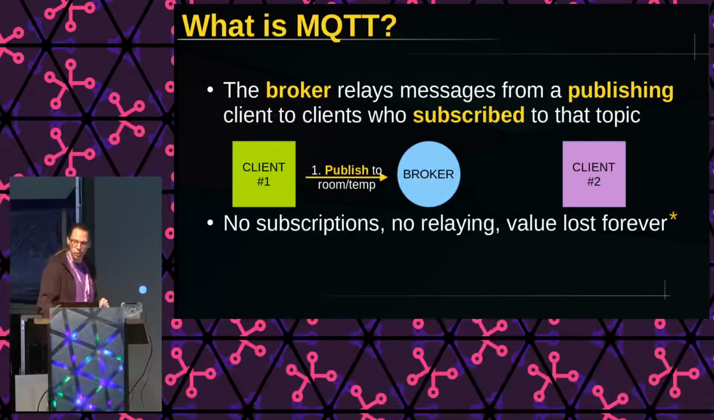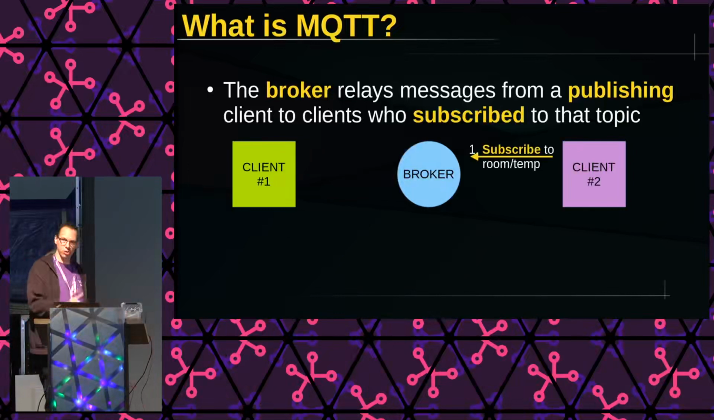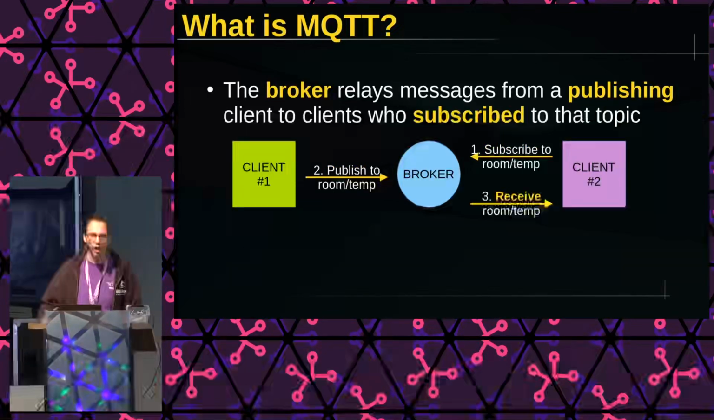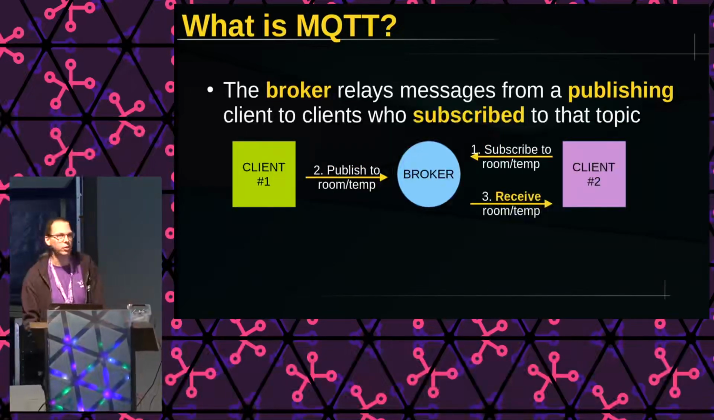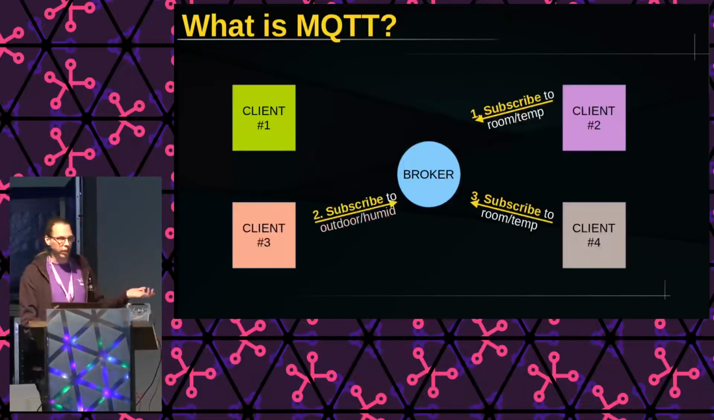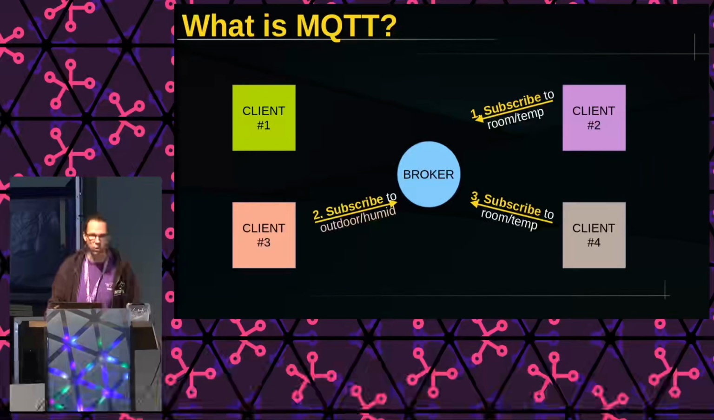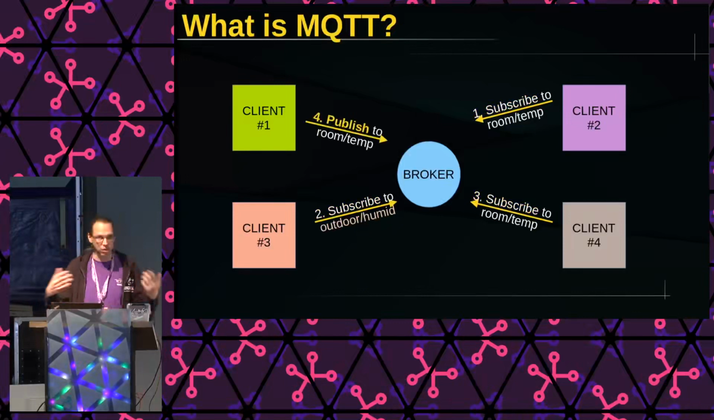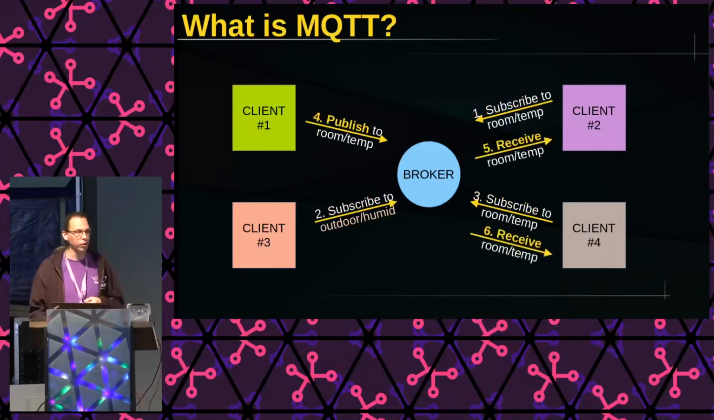But first we'll need some client to subscribe to the topic, and then if there is a publish on that same topic, the broker will relay the message and send the message to client 2, who now gets the updated value. This also works with multiple clients, and note that client number 3 uses a different topic than clients 2 and 4. So if client 1 now sends the updated room temperature, only clients 2 and 4 will receive this message.